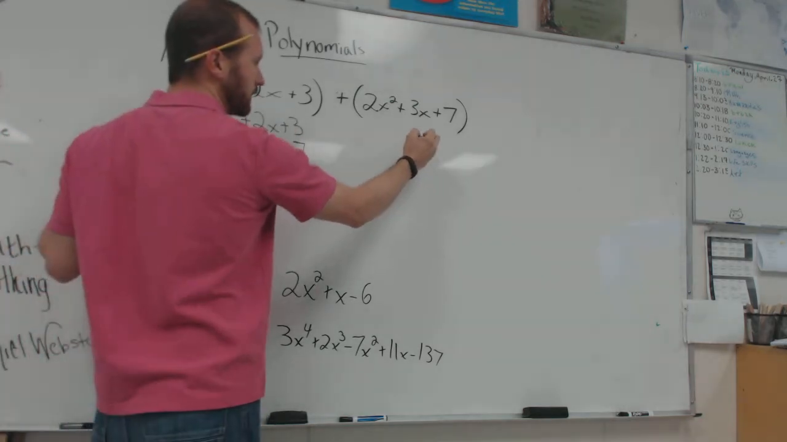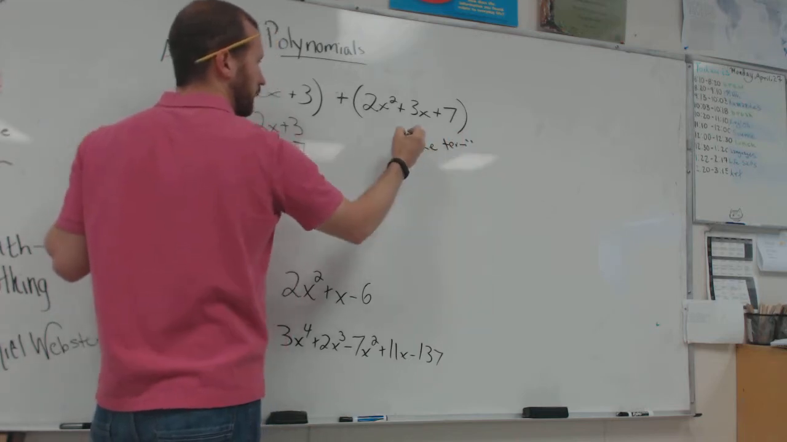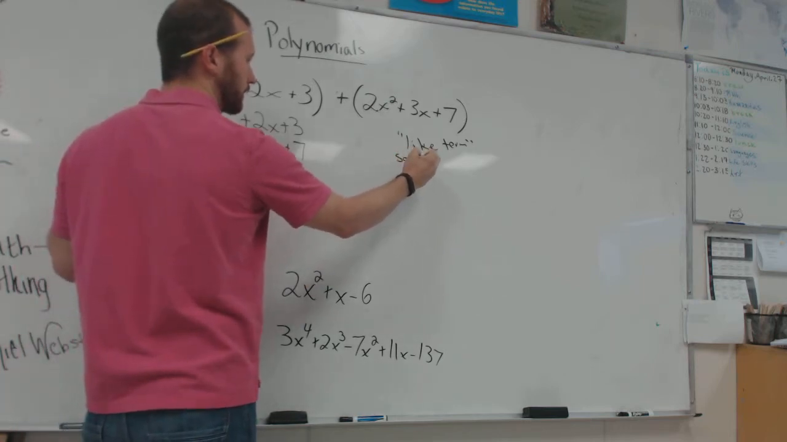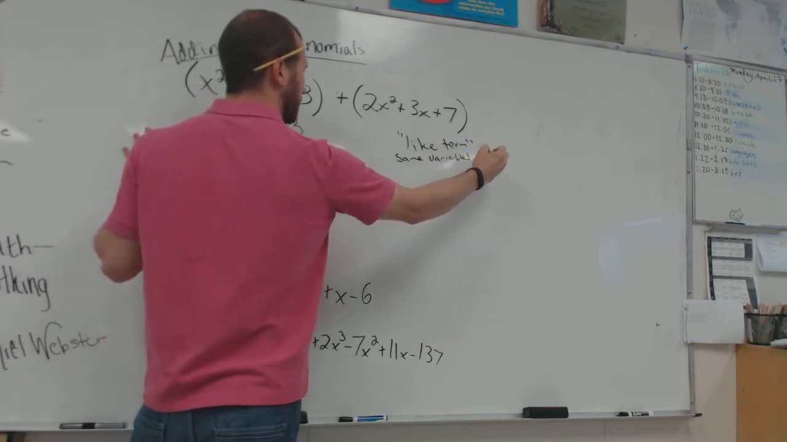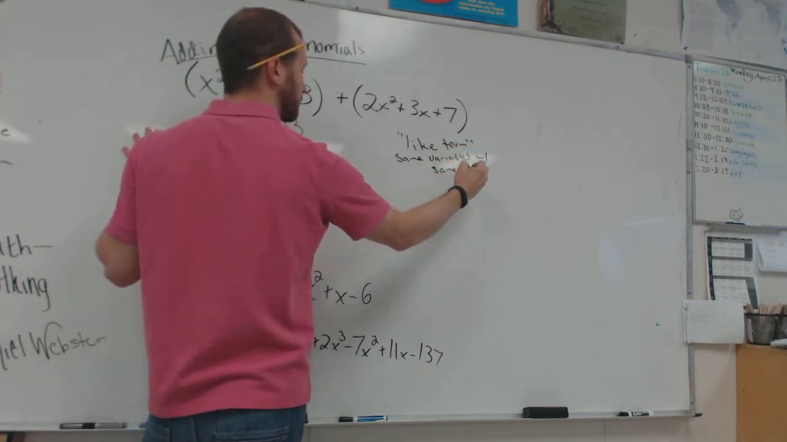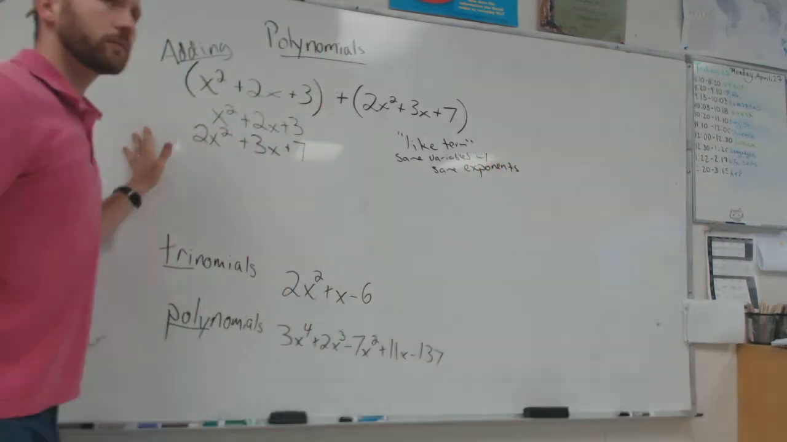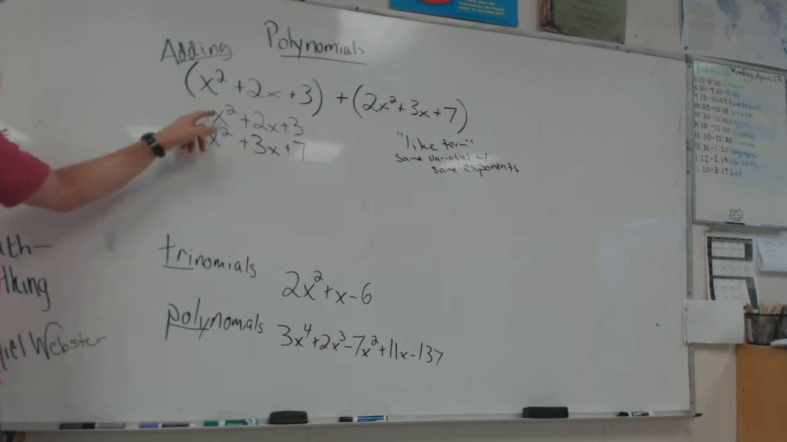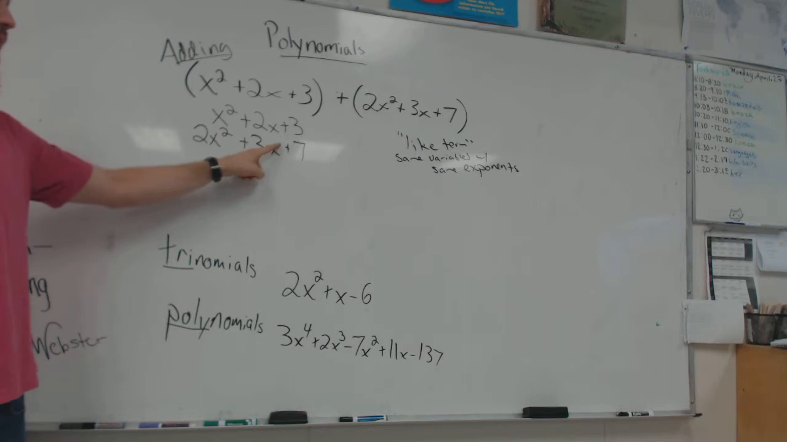Remember, a like term means that it has the same variables with the same exponents. So I'm lining up my like terms. 3x and x squared are not like terms because they have the same variable, x, but to a different exponent.